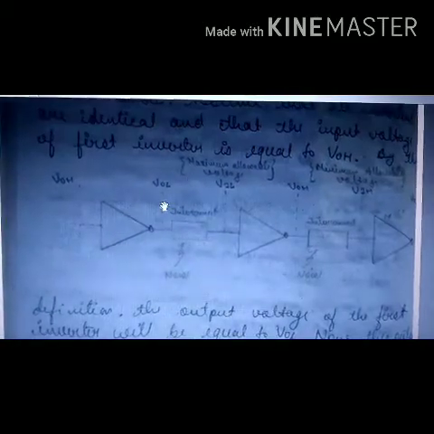For discussion purposes, we have assumed that the input of the first inverter is VOH, that is, output high. Therefore, by definition, the output voltage of the first inverter will be equal to VOL. So if we give VOH as input, its output level should be VOL. Now this VOL needs to enter the second inverter so that we can get an output from the second inverter.